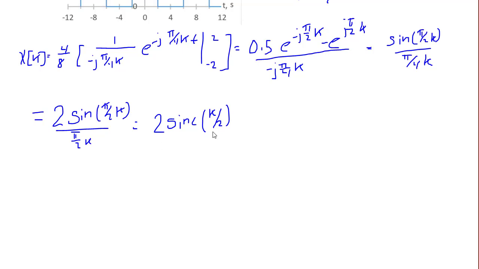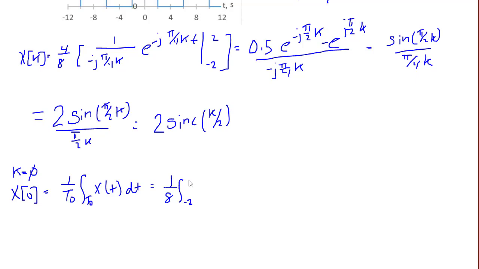One thing to note here is what happens when k is equal to 0. That would give us our x of 0 term. A lot of times students will try to substitute it back into this equation and quickly see that you get a divide by 0 error. So the easiest way to see what happens for k equal to 0 is to go back to the original equation. It now simplifies to 1 over T naught, the integral over one period, x of t dt, because e to the negative jk omega naught t is just e to the 0, which is a 1. So this becomes 1 over 8, the integral from -2 to 2 of 4 dt, which equals 2.